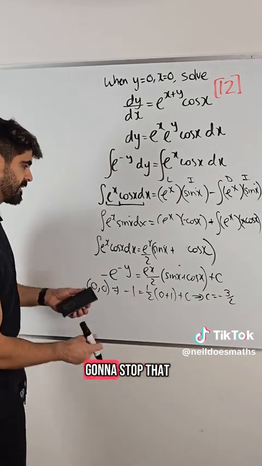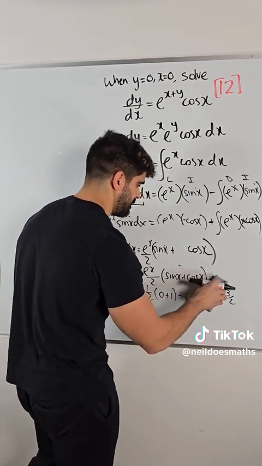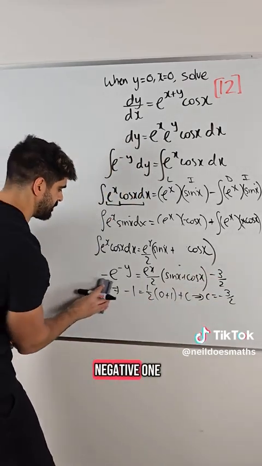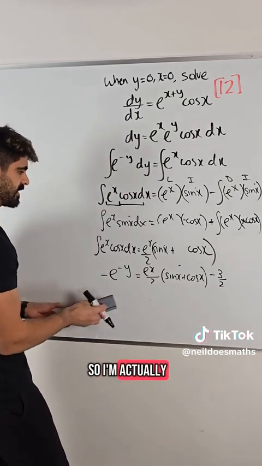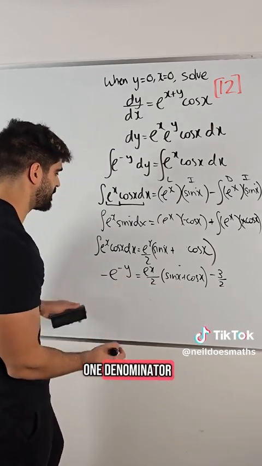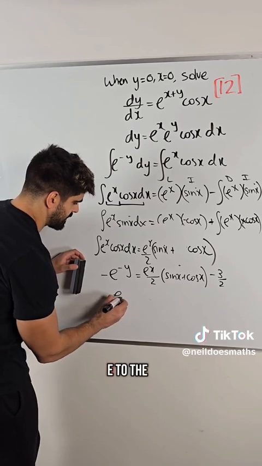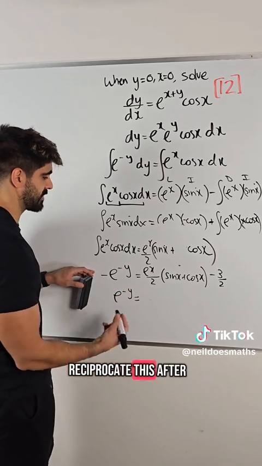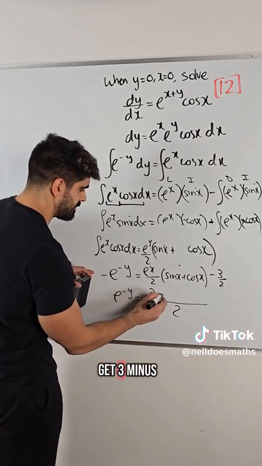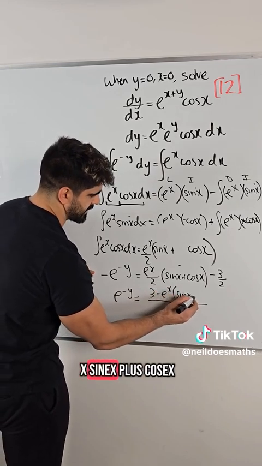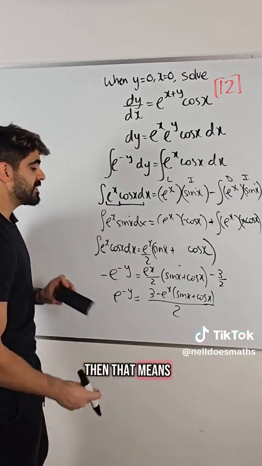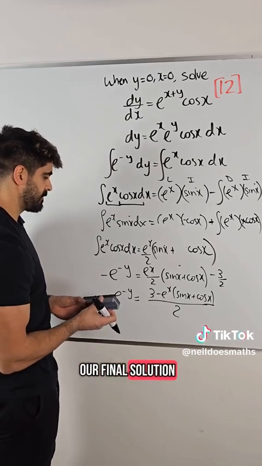So, I'm just going to sub that in here. So, minus 3 over 2. And that's that negative one. So, I'm actually going to times by minus. Oh, the over 2's mean they can come into one denominator. So, I get e to the minus y, and now I'm going to reciprocate this after, is 3 minus e to the x (sine x plus cos x), all over 2. Then that means e to the y. I think this is going to be our final solution.